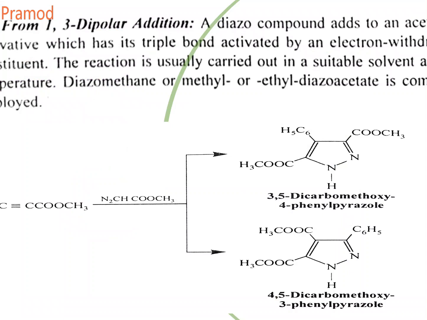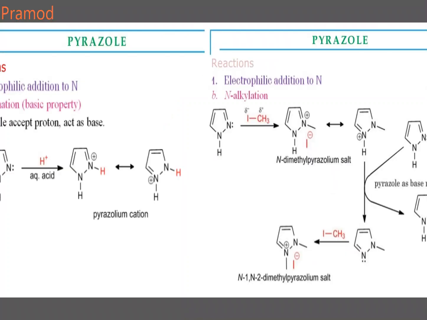This is the same reaction, how it occurs. It can occur with any electron withdrawing group, like cyano, any other electron withdrawing group also can be present. Okay, so it will undergo a cycloaddition. Ethyl diazoacetate, diazomethane, anything can be used for this type of reaction. Only thing, it should have an electron withdrawing group on the acetylene. So these are some of the examples of that reaction.